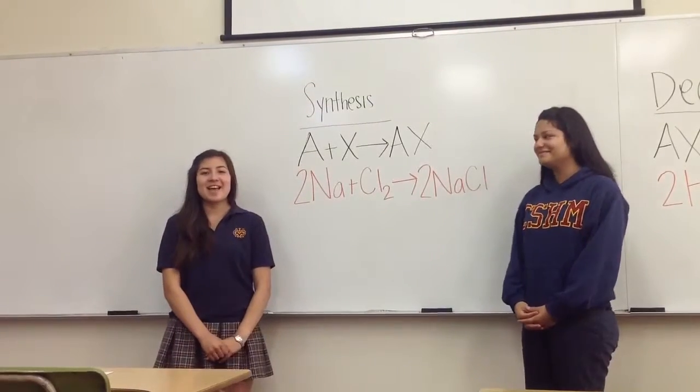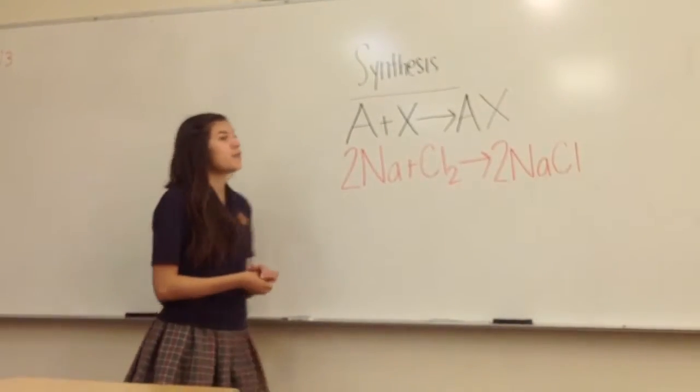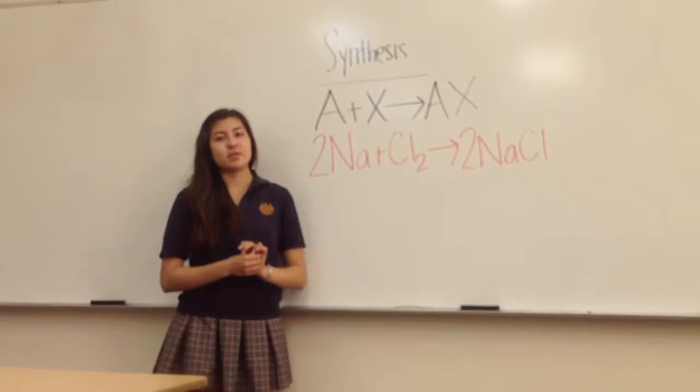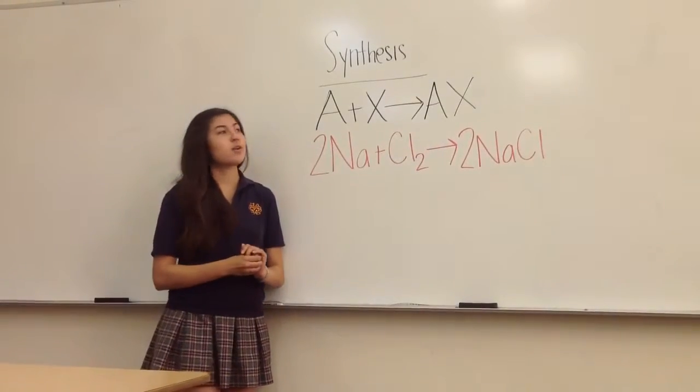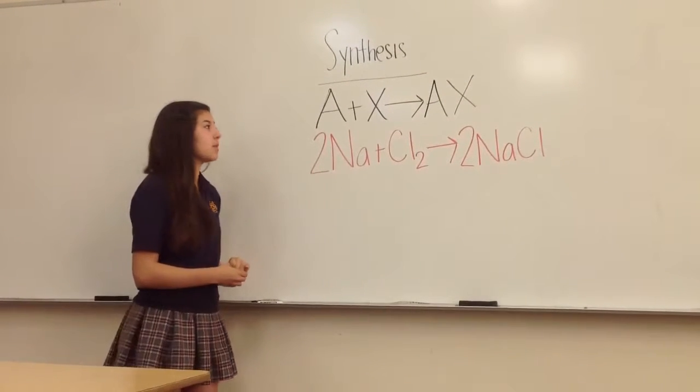Today, Sinthia and I will be talking about the 5 types of reaction. The first type of reaction is a synthesis reaction. In a synthesis reaction, 2 substances are combined to form a single product. So a synthesis reaction creates something.